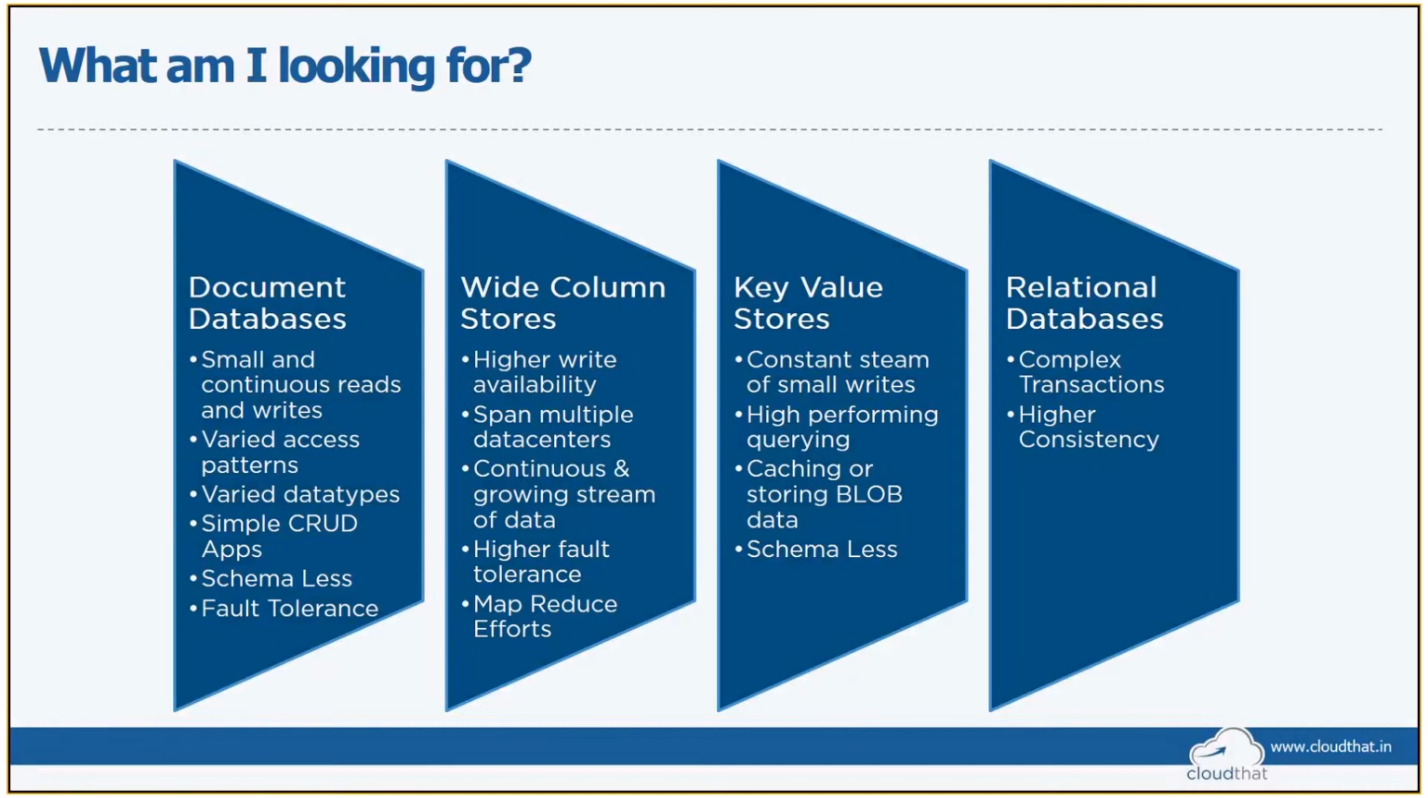Key value stores, on the other hand, are very good with small writes, and you can have very high performing queries on them. You can scan through them very fast. So caching, or any other in-memory or on-disk caching, is where key value stores would be helpful. Having said that, of course, relational databases' biggest advantage is that they have complex transactions. So when you have complex transactions, you need to divide those transactions into multiple single transactions if you go with NoSQL databases. And if you go with NoSQL databases, you need to let go of consistency.